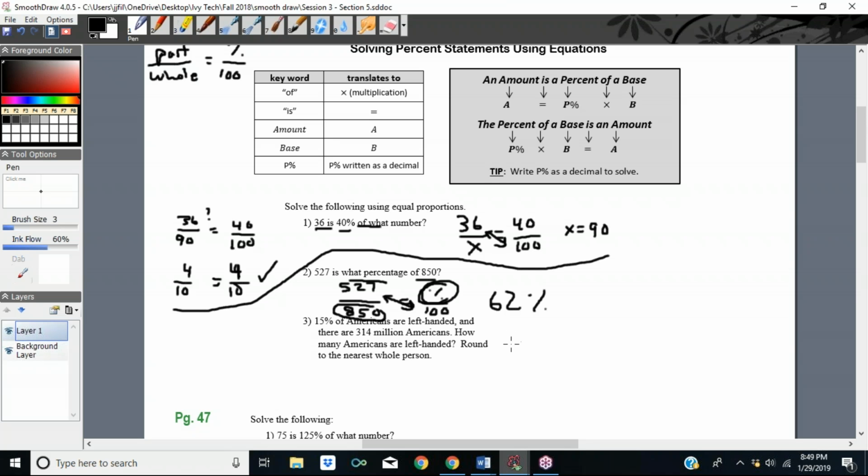So number 3 says 15% of Americans are left-handed, and there are 314 million Americans. How many Americans are left-handed? So we have 15%. Let me move this over a tiny bit. So we have 15% out of 100. And we have to just decide if this 314 million is the part or the whole. And it is the whole. Thank you, Kendra. So we're trying to find out how many millions are left-handed if they're equivalent to 15%. So we're going to do 15 times 314 million divided by 100. And it looks like you all are getting 47.1. Is it 47.1? No, it is 47.1 million.